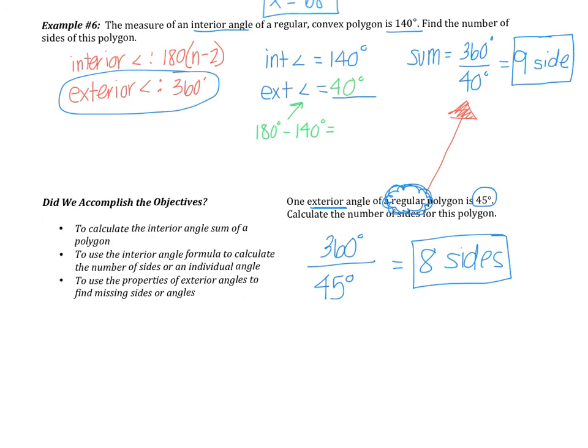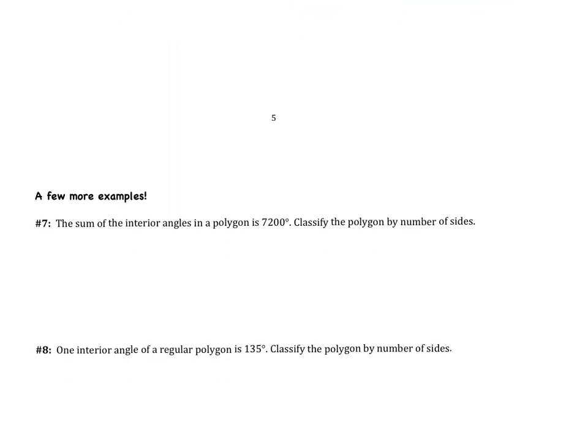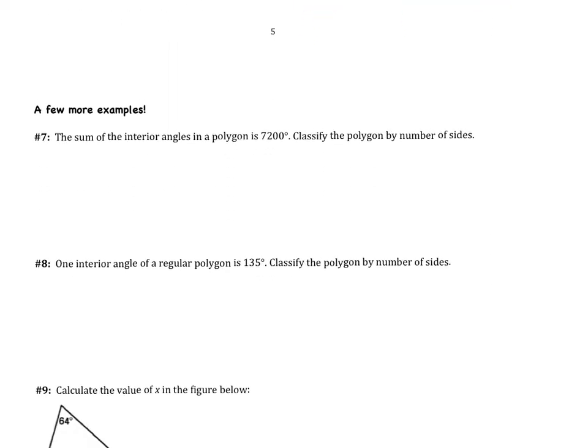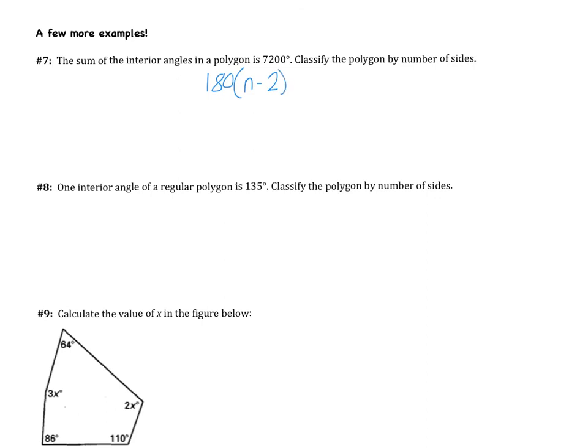Okay, almost done. You have one more page here, a few more examples. The sum of the interior angles is 7,200, classified by the number of sides. I'll get it set up for you. You're going to use your formula of 180 times n minus 2 equals 7,200 degrees. Use that to solve backwards, and then you'll find the number of sides.